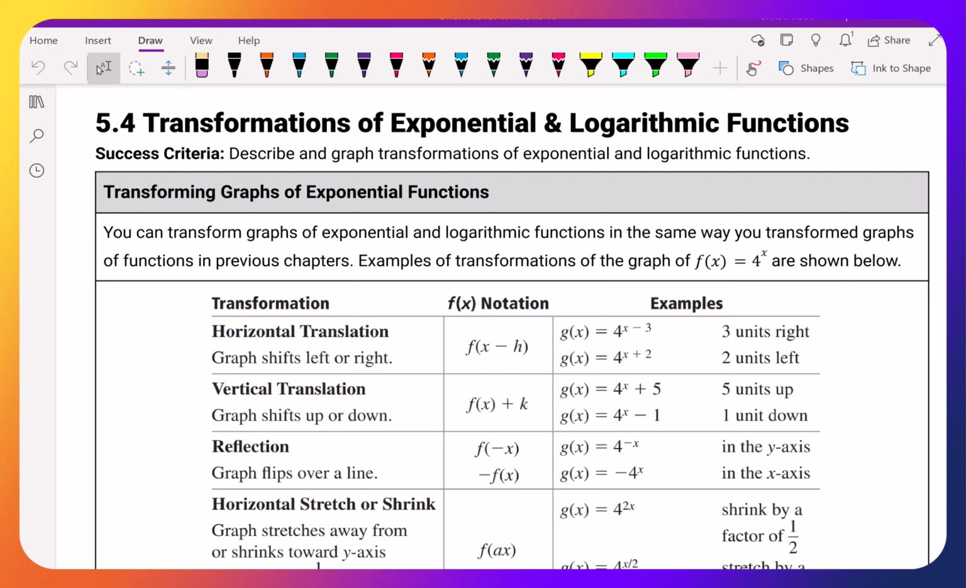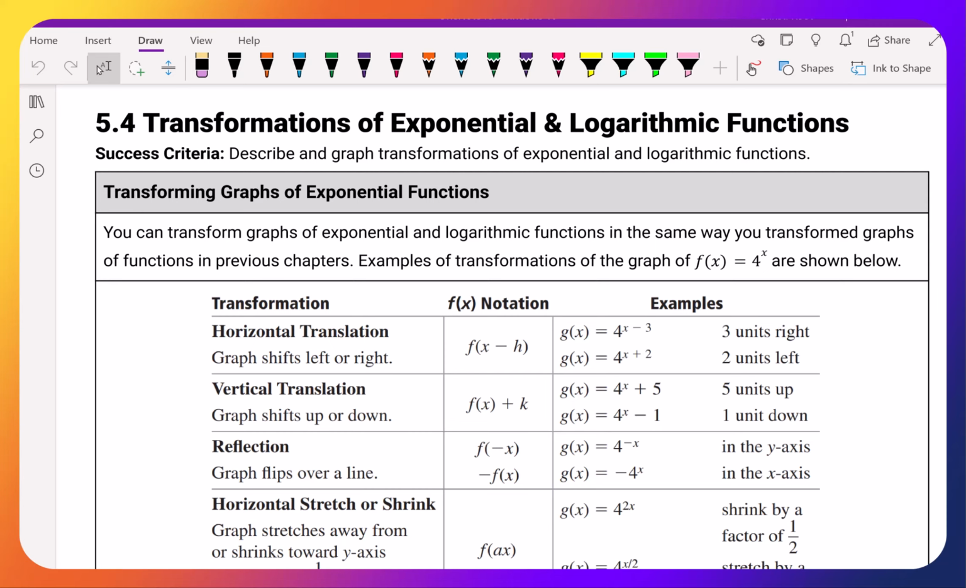All right, so this lesson is on section 5.4, and it talks about transformations of both exponential and logarithmic functions. This will be the 5th time that we have talked about transformations in Algebra 2. So we did it in Chapter 1 with linear and absolute value. We did it in Chapter 2 with quadratics. Chapter 3 was cubic functions. And Chapter 4, square roots and cube roots, and then now we've got exponential and logarithmic.